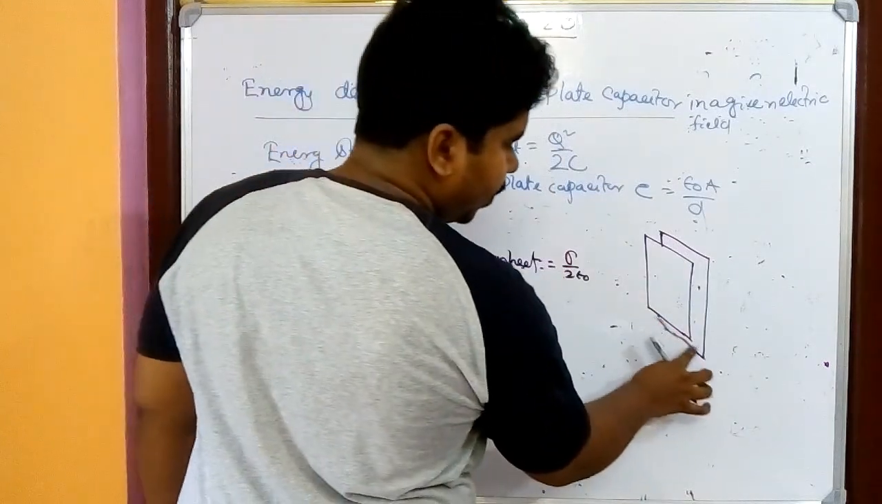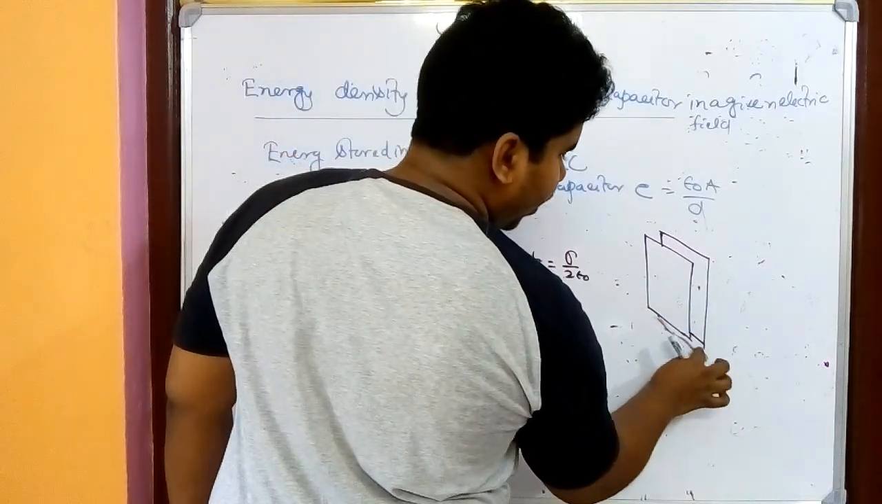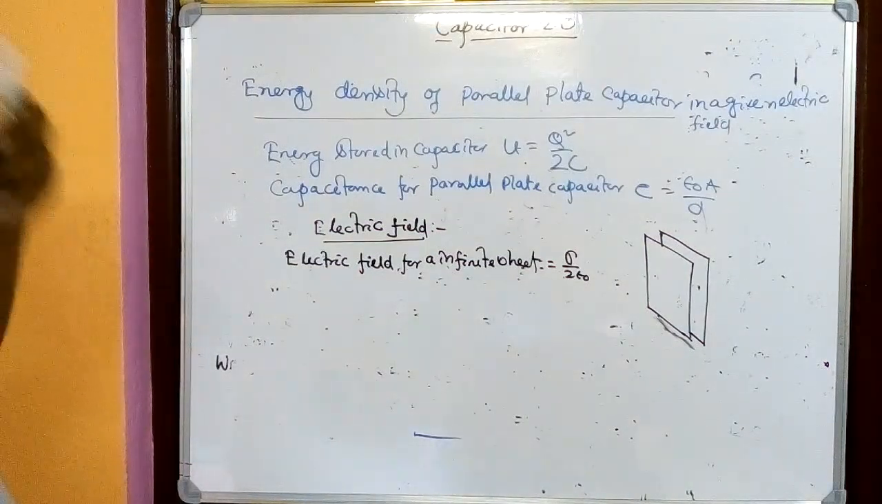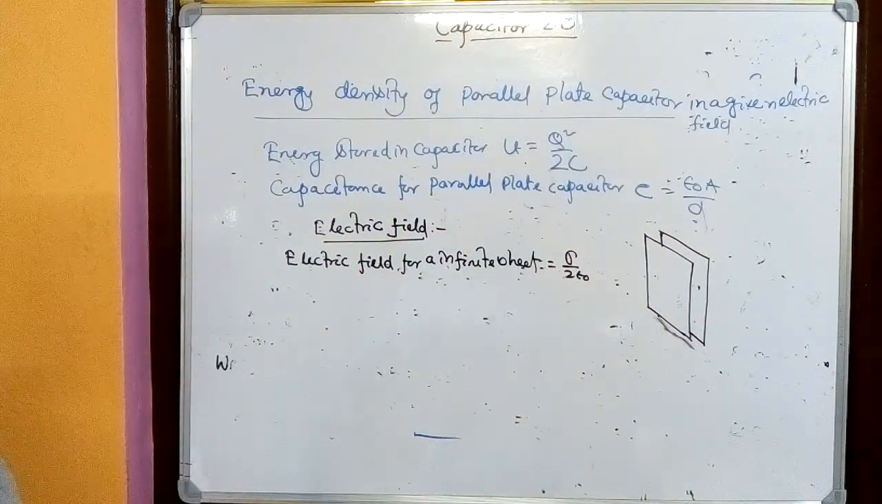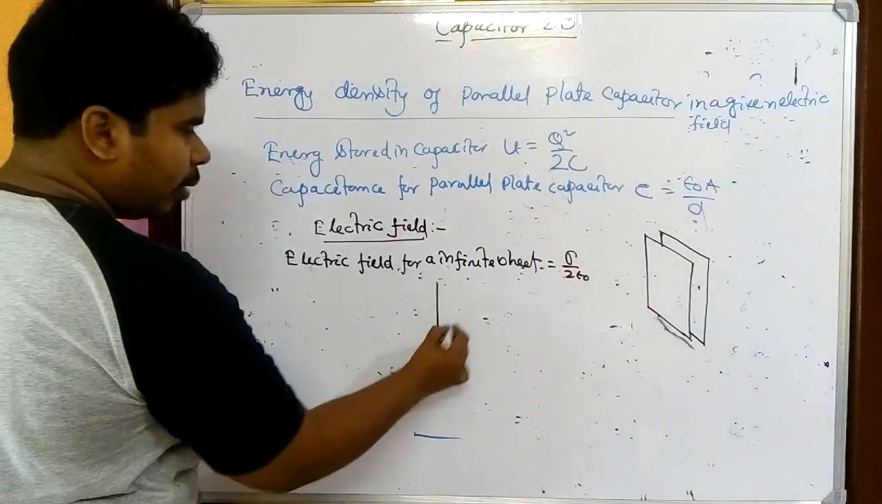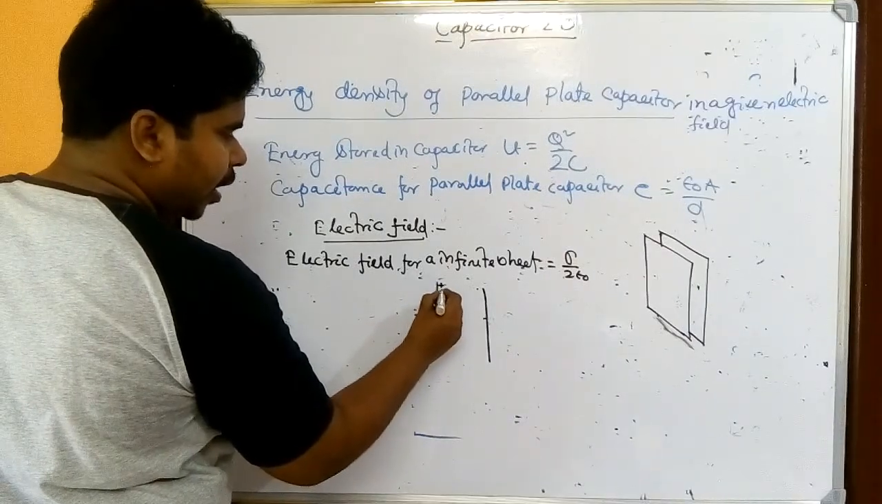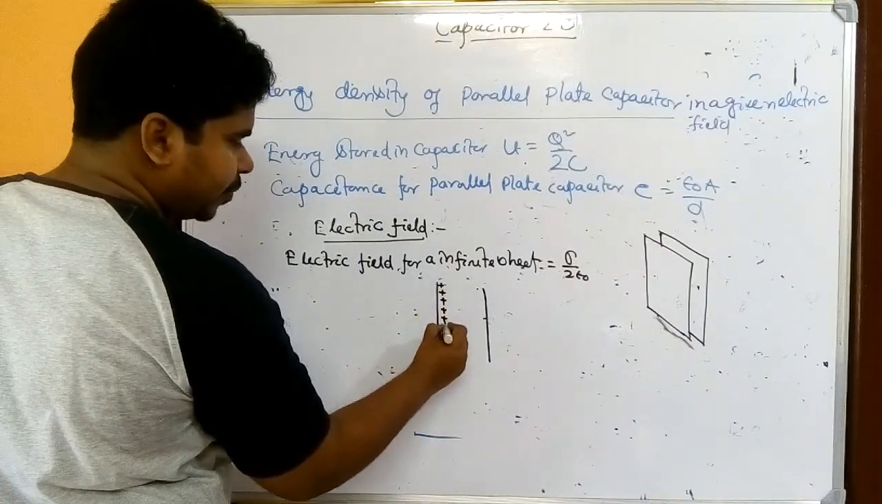Okay, I have added one more plate. So here the electric field will be increased. How much will it be increased? Let's see. When we are talking about two plates, here inside there is positive charge.